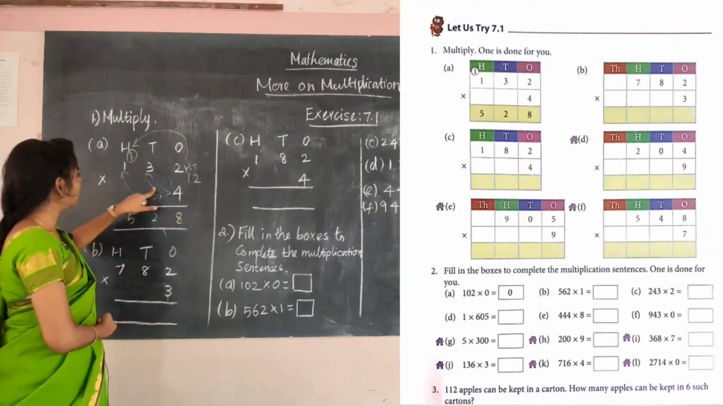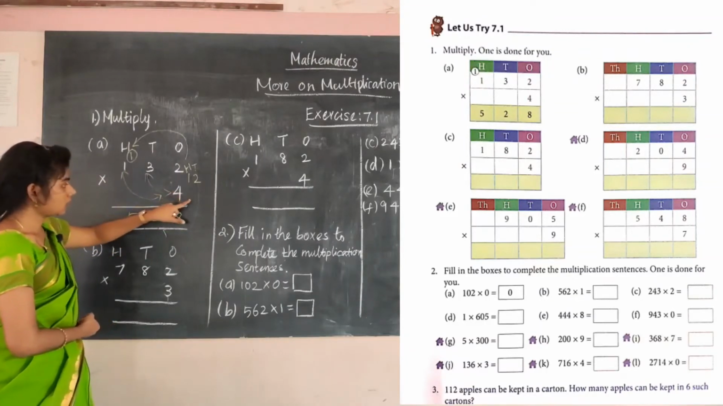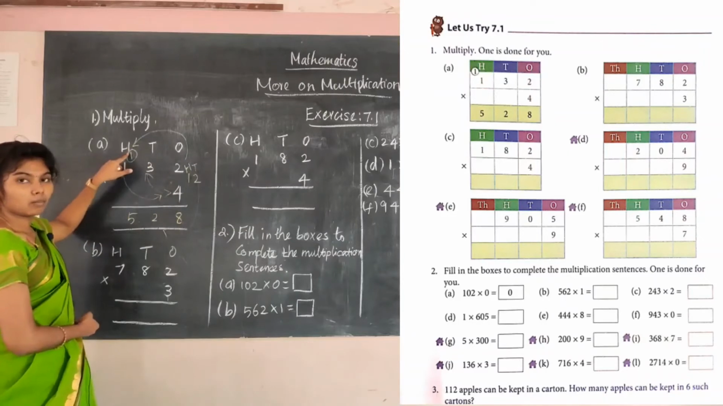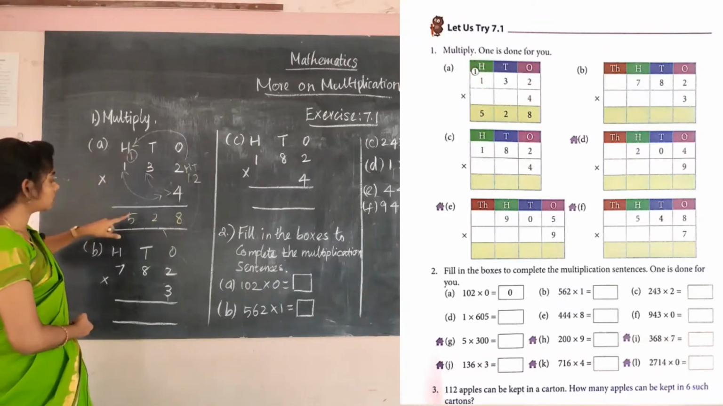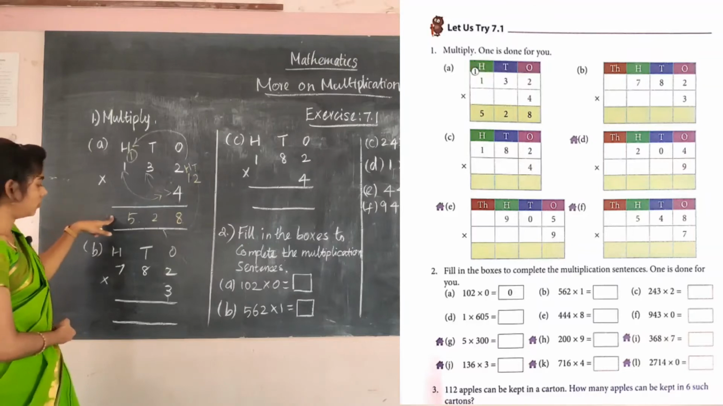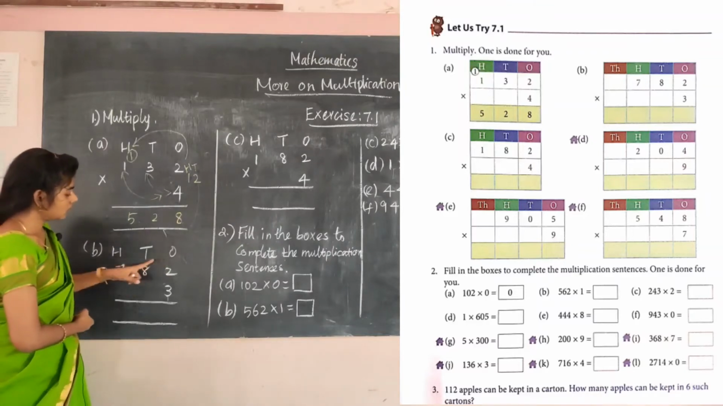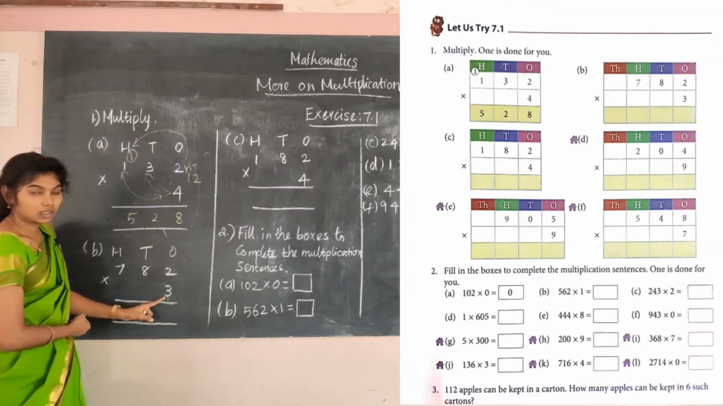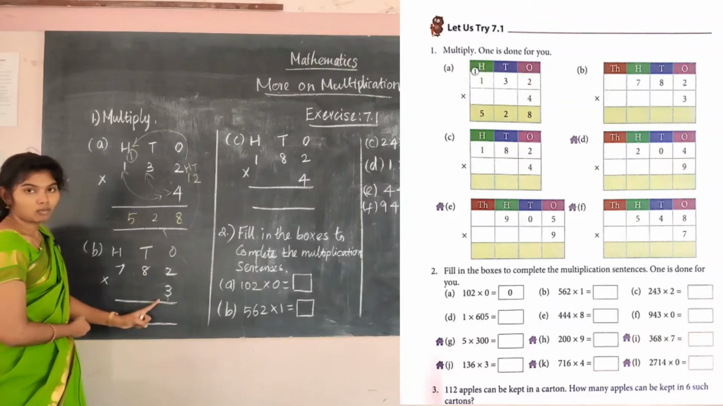So you have got the answer as 4, and then add the carry over number. 4 plus 1 is 5. So this is the way you have to multiply the number. And the next one is 782 and 3. A 3-digit number and a 1-digit number.